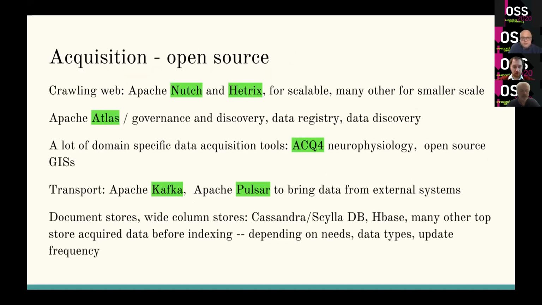So for acquisition, getting data, there are a lot of great open source packages. Like if you want to crawl a massive amount of web, Apache Nutch is great if you want to go to billions of pages.